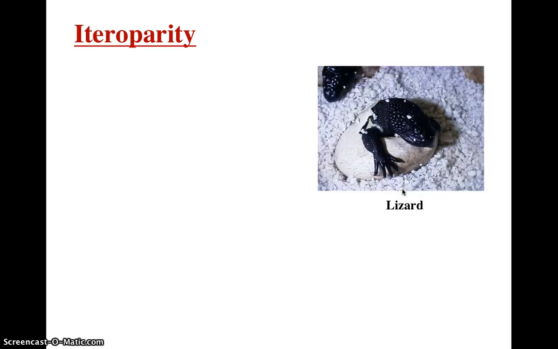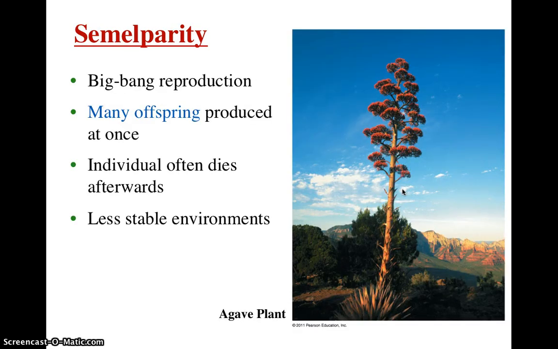Okay, so now we talk about a few different ways that animals reproduce. Semelparity. A lot of plants do this, like the agave plant right here on the right hand side. They have a huge reproduction, and they produce so many offspring. For example, one that's easier to relate to is the acorn. You will see a lot of acorns because they want to create a lot of offspring.